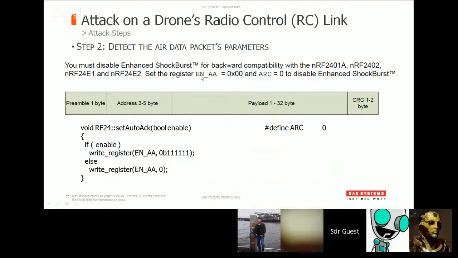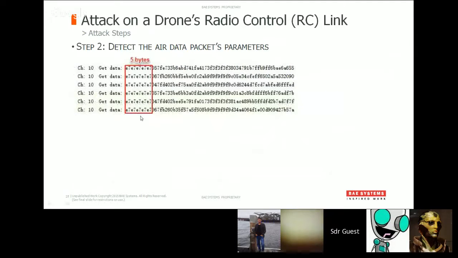And the manual also tells us how to disable this enhanced ShockBurst. We just need to write 0 to this ENAA register, and then set the ARC register value to 0. This ARC register's value by default is 0, so we don't need to change anything. We just need to write 0 to the ENAA register. And after I did that, I got some new data.